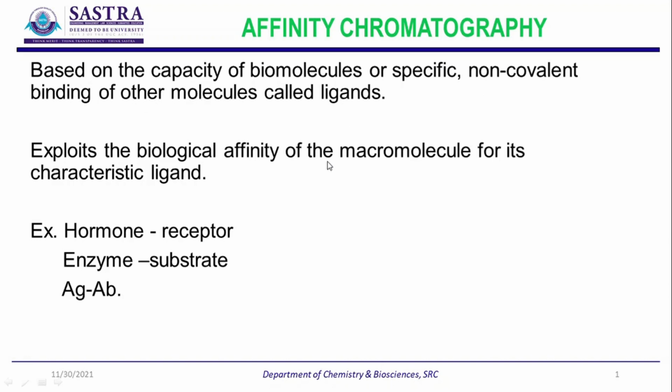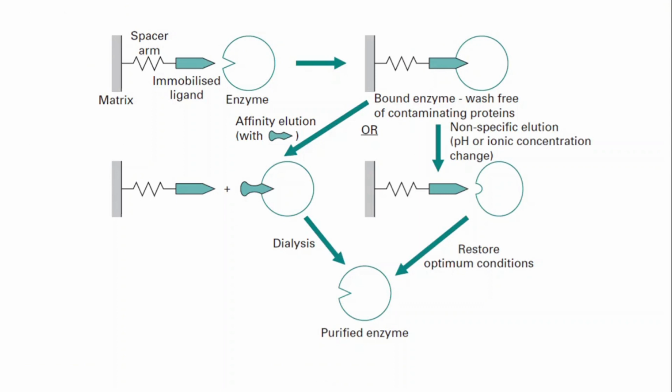The main principle behind affinity chromatography is that it exploits the biological affinity of the macromolecules for their characteristic ligand. For example, you have hormone receptor binding, enzyme substrate binding, and even antigen antibody binding. In the structural diagrammatic representation of ligand affinity chromatography, you have the matrix, the spacer arm, and the immobilized ligand.